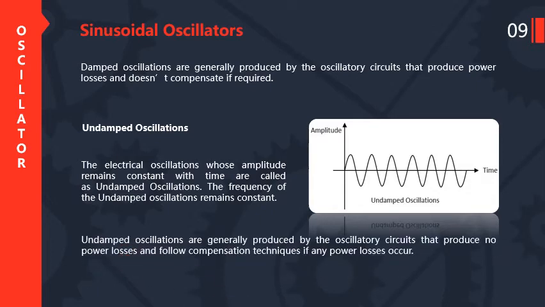Undamped oscillations are generally produced by the oscillatory circuit that produces no power loss and follows compensation techniques if any power loss occurs.